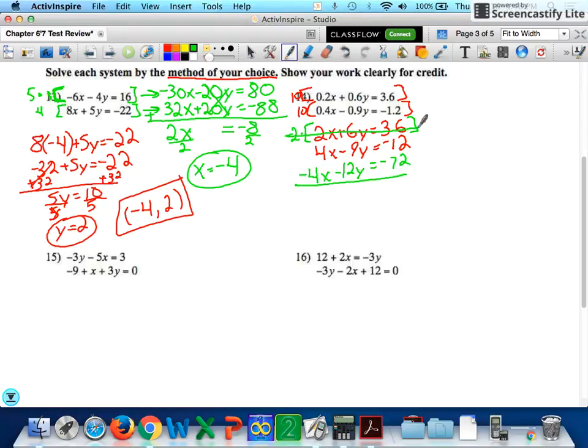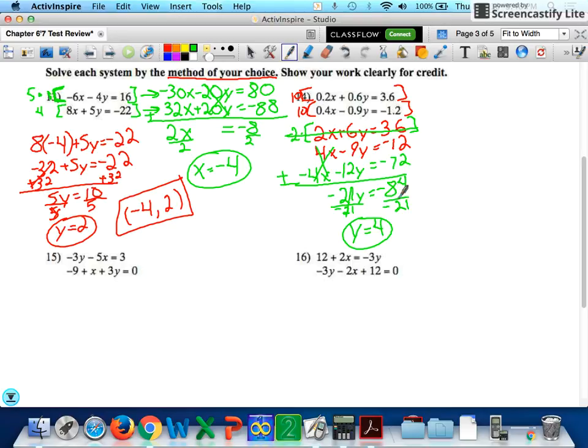I run my elimination process by adding these two things together. Those are going to cancel. I'm going to get a -21y equals -84. Then I divide by -21, divide by -21. Say a little Hail Mary in prayer and make sure that these go into each other evenly, and they do. Y is going to equal a +4. Okay, that's calculator work right there.